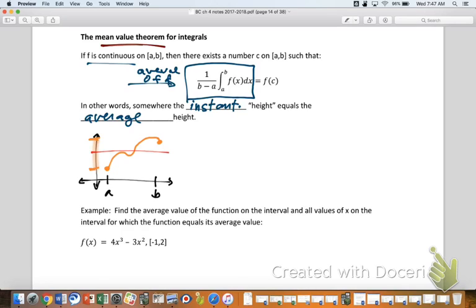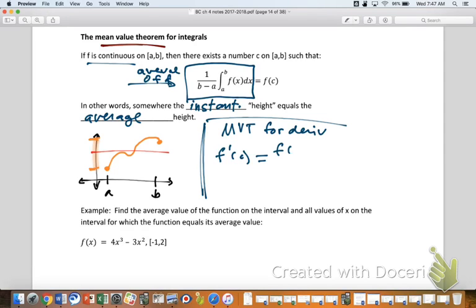So that, if we were to write that out, then I'll just put this over here. I'll put MVT for derivatives. Then that would be f prime of c is equal to f of b minus f of a all over b minus a, right? That's assuming that f is continuous and differentiable on this interval from a to b. You got to see some similarities here, right?